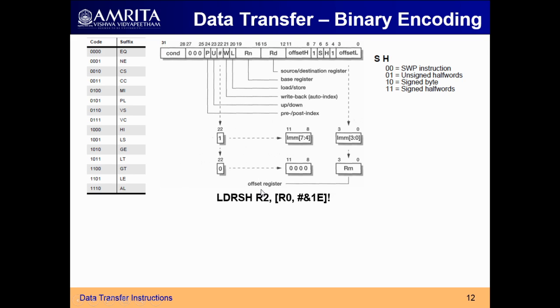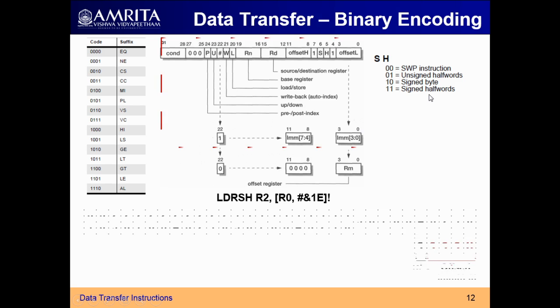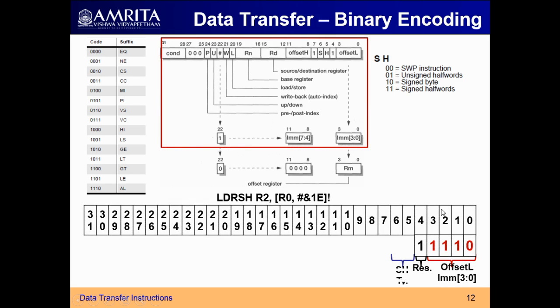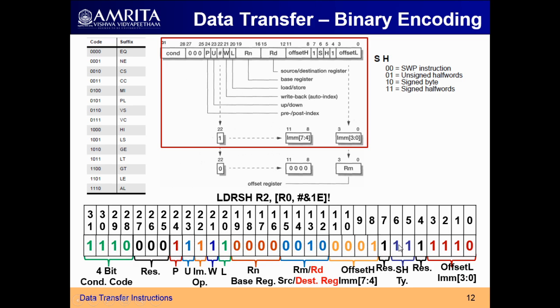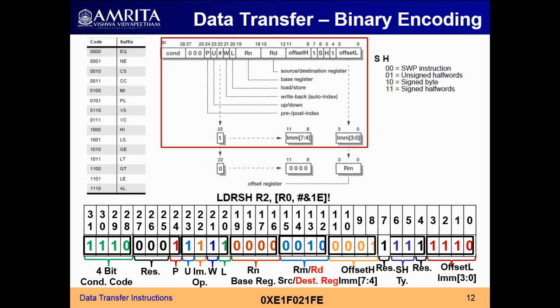Then the next one, you are using LDR-SH. SH stands for signed half word. So again the only difference will be in bits 5 and 6. Since it is signed half word, these 2 bits will be 11. All the other bits will be the same as the previous example. So the hexadecimal value will be E1 F0 21FE.